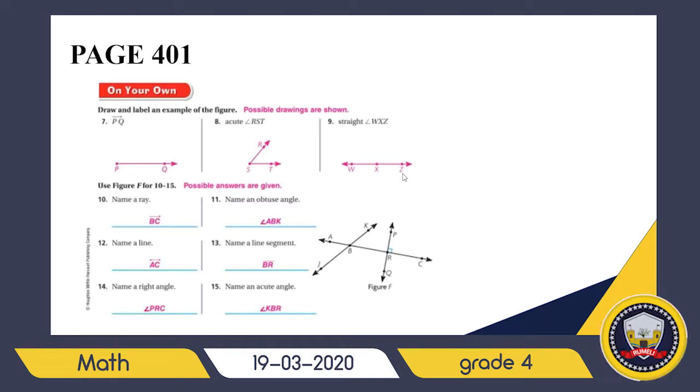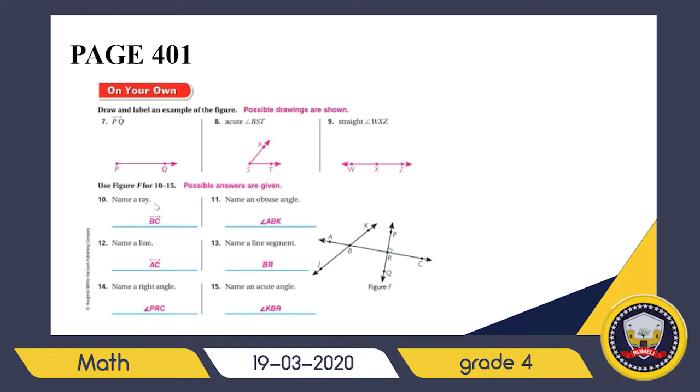If you want, you can switch the place of W and Z, but you cannot switch the place of X. X always should be in the middle. Okay? Good. So use figure F for questions 10 until 15.